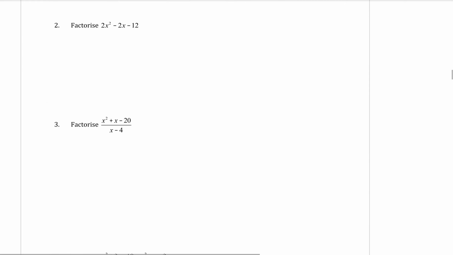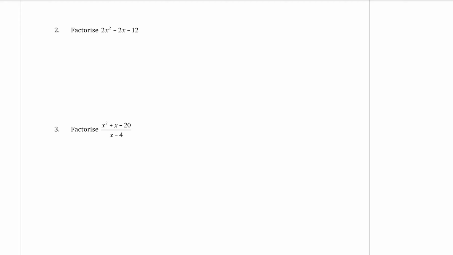Over the next page, question 2 says to factorize 2x squared minus 2x minus 12. Now we did say that today we were only doing monic trinomials, which means the fact that this question has a 2 in front of it makes that non-monic. However, we could easily factorize a 2 out of each of those terms in order to make it back into a monic trinomial. So that's what we're going to do. I'm going to bring a 2 at the front and divide that into each term.